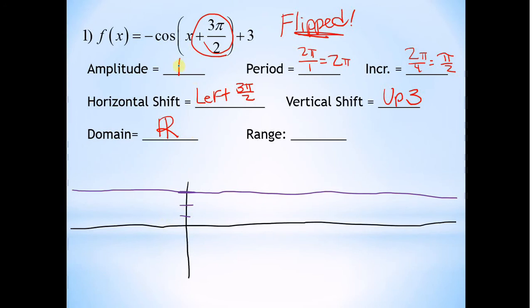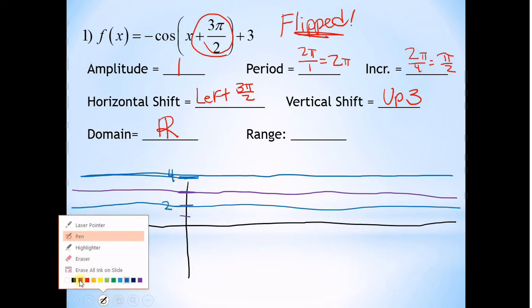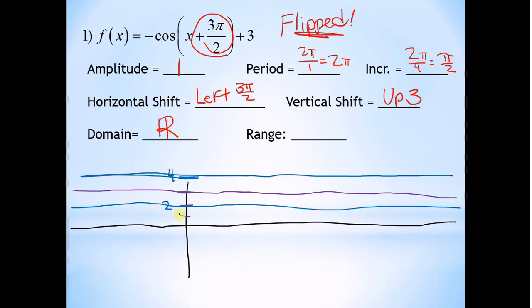Now let's figure out our amplitude from there. So my amplitude is 1. So I'm going to go up 1. It's going to be one of my amplitudes. Here's my other amplitude right here. Put a little mark here. That's 2. And this is 4. There we go.